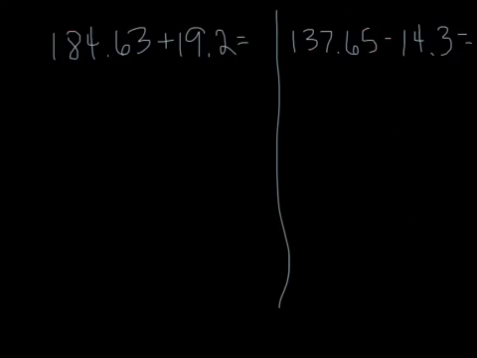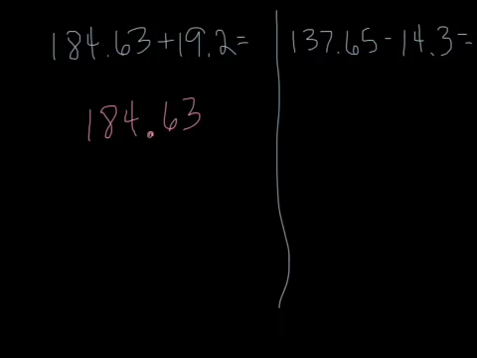Okay, this is a we do. So we're going to do this one together. Go ahead and pick up your pen, copy these problems down, and we'll do them together. The first one is 184 and 63 hundredths. So we'll write that down, 184 and 63 hundredths. And we're going to add to it 19 and 2 tenths.